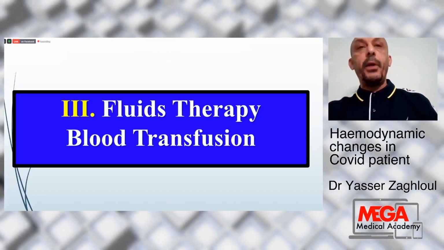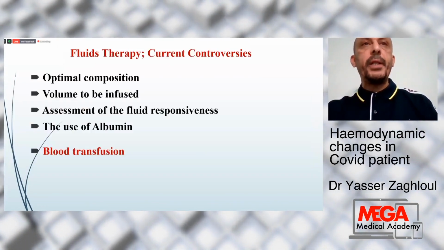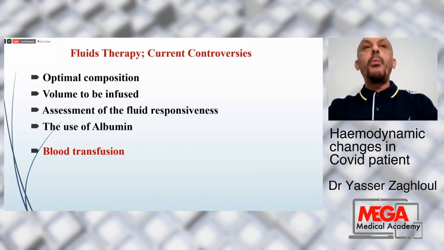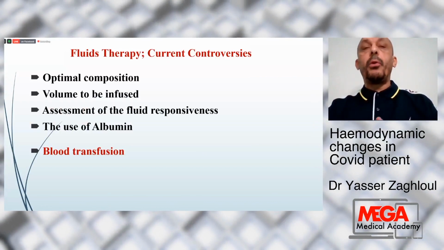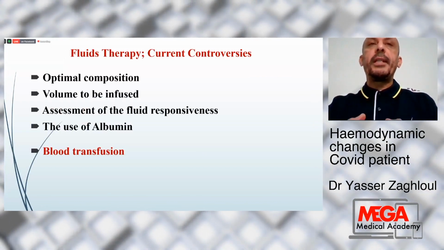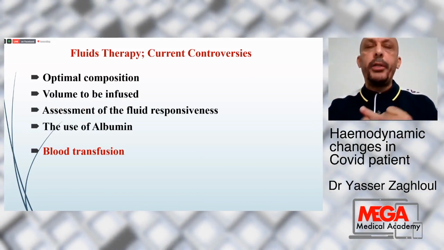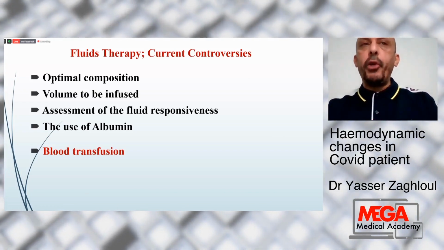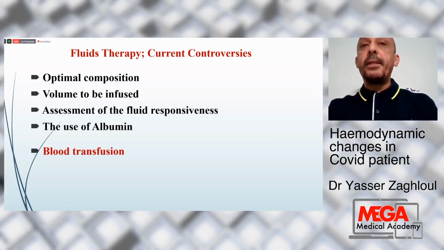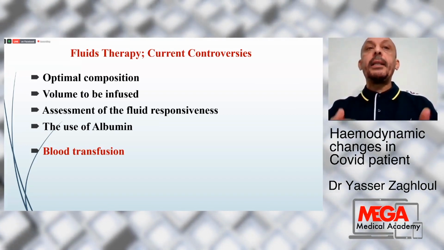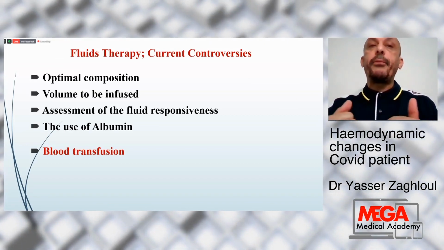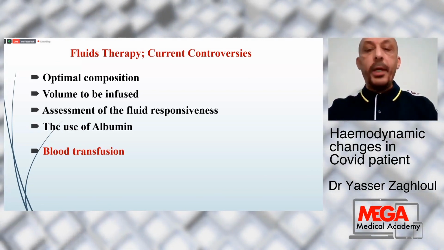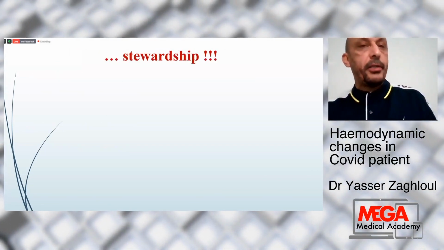Now we come to fluid therapy and blood transfusions. The usual controversy regarding fluid therapy. What is the optimal composition, or in other words, what is the good fluid to give, colloid or crystalloid? Which crystalloid do you have to use? How much volume is needed? How to assess fluid responsiveness, and is there a place for albumin or not in the resuscitation of COVID patients, and when may the patient need blood transfusion.